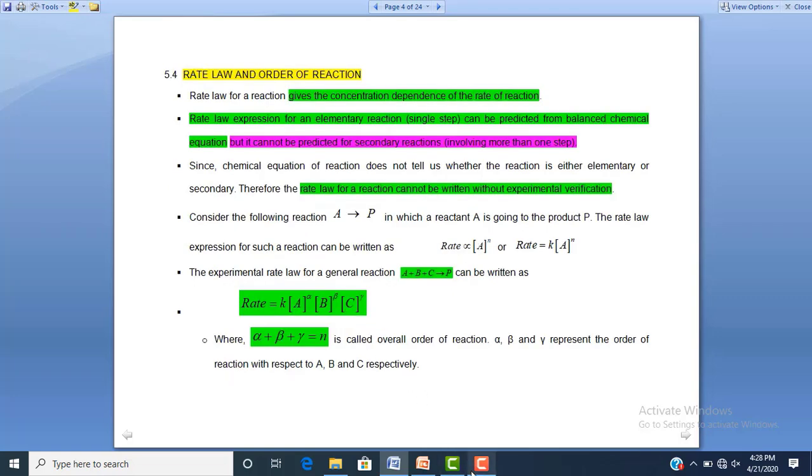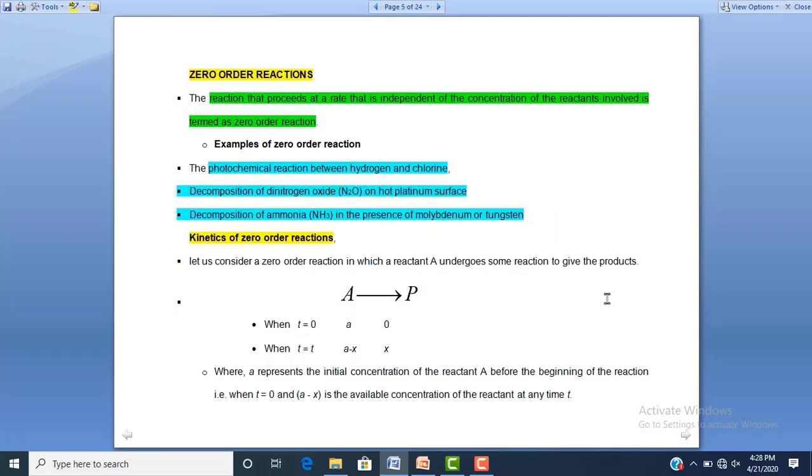If you remember, the main difference between order and molecularity, we have studied that molecularity depends upon the total number of molecules who are taking part in the reaction, who are colliding with each other, but the order of reaction depends upon the number of molecules whose concentrations really change during the collision.